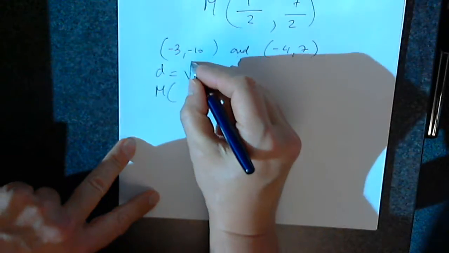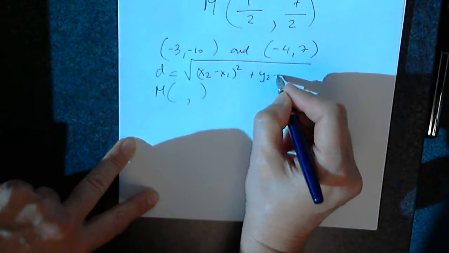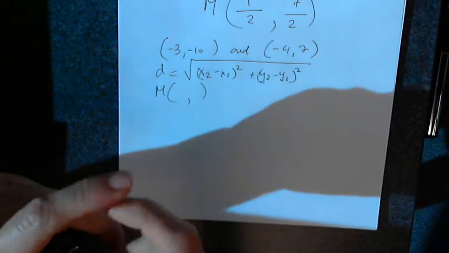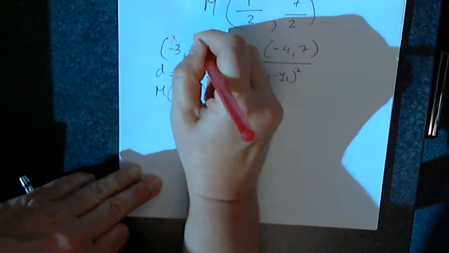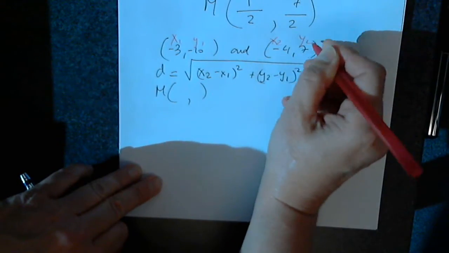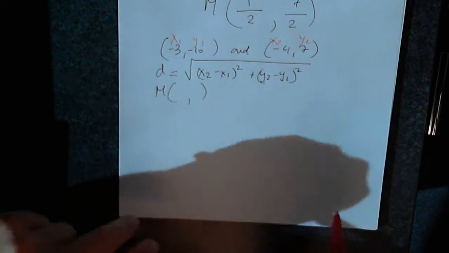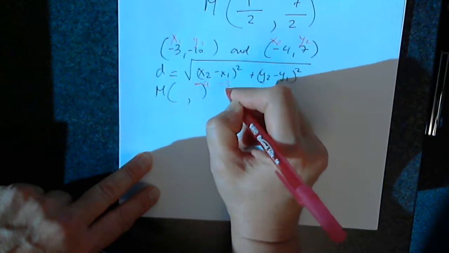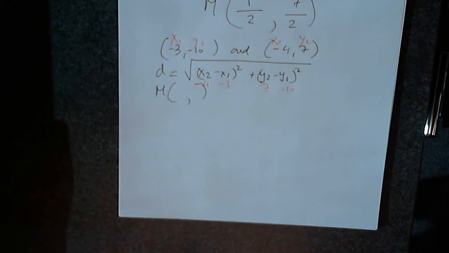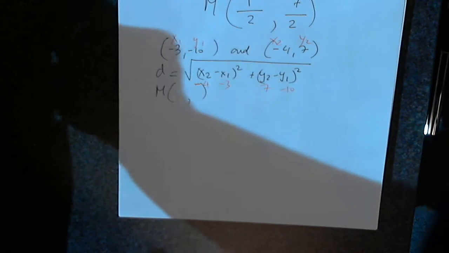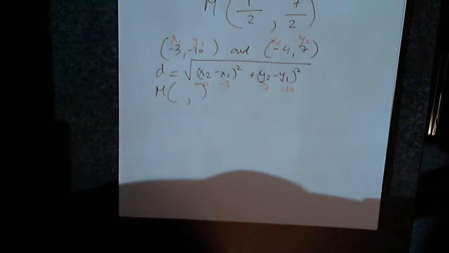First, I recommend you write the formula: x2 minus x1 squared plus y2 minus y1 squared. Then identify x1, y1, x2, y2. Then write underneath, in order not to make a mistake, -4, -3, and 7 and -10. Perform the calculation square, because if you write it down as a negative number and then you square it, you may forget that it's a positive number.